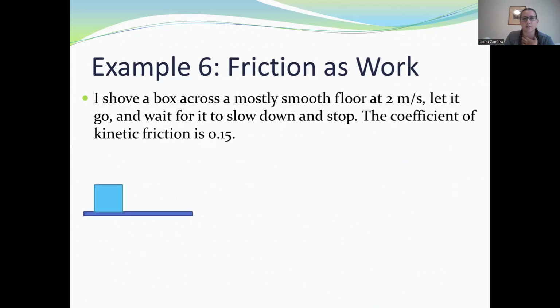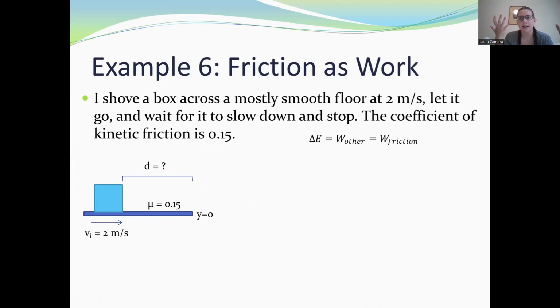So here's our box and our floor. Initially, it's moving with a speed of 2 meters per second. The coefficient of friction, which has the symbol mu, is 0.15. We want to know how far it coasts before it stops. If we set that floor to be our reference level of y = 0, I think that is most convenient for this scenario.